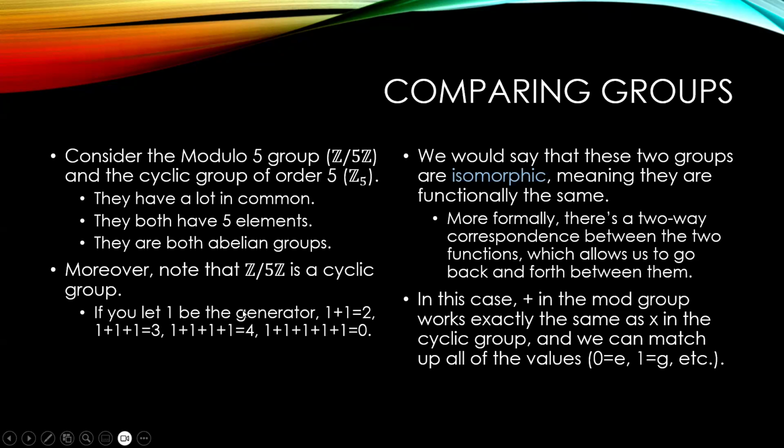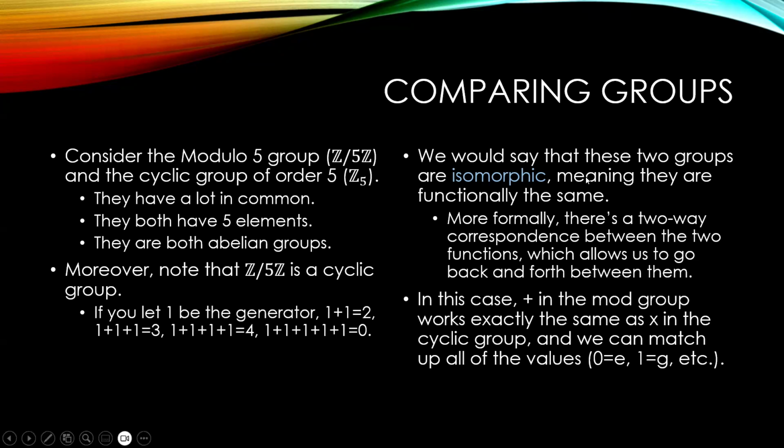And also note that our modular system, that was a cyclic group. If you let 1 be the generator, well, 1 plus 1 is 2, plus 1 is 3, plus 1 is 4, plus 1 brings you back to 0. And so our Z over 5Z, that was a cyclic group of order 5, just under addition instead of multiplication.